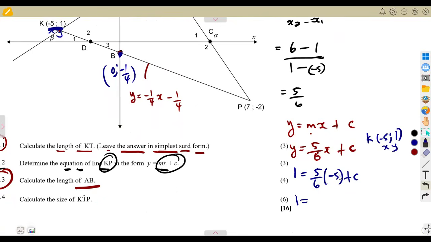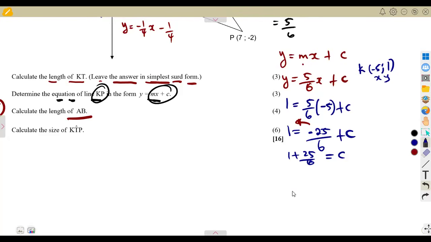If you multiply, that gives minus 25 over 6 plus c. Transpose this to the other side, and it becomes positive. So 1 plus 25 over 6 is equal to c. That means c, the y-intercept, is 31 over 6. So you can write your equation as y is equal to 5 over 6 x plus 31 over 6. We do not worry about that. We just need this y-intercept, which is 31 over 6.